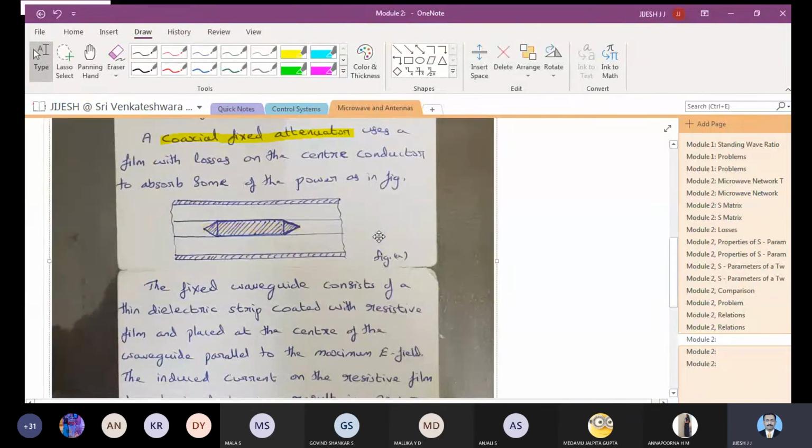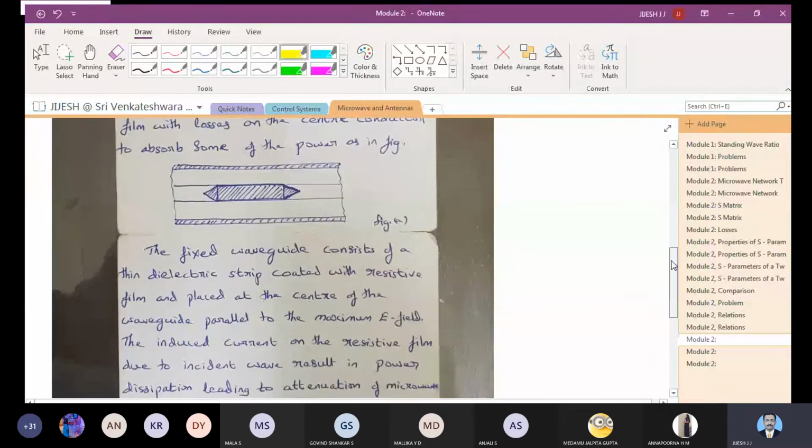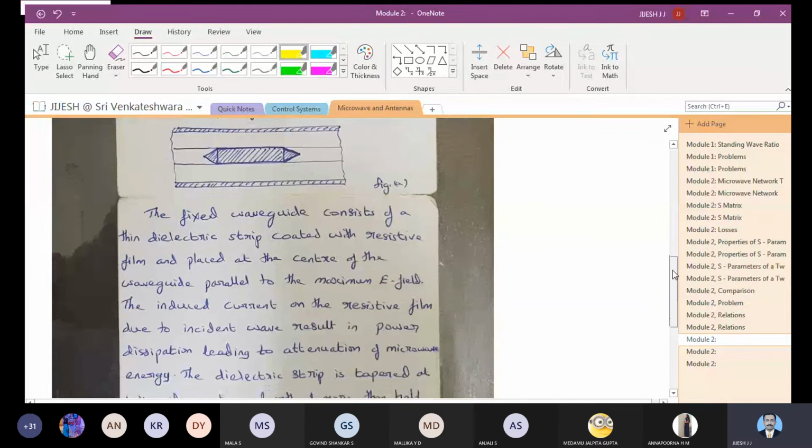The main thing is that you have a thin resistive film placed at the center of the coaxial line, that is, this transmission line. The fixed attenuator consists of a thin dielectric strip coated with a resistive film and placed at the center of the waveguide, parallel to the electric field. The induced current on the resistive film due to the incident wave results in power dissipation, leading to the attenuation of the microwave energy.